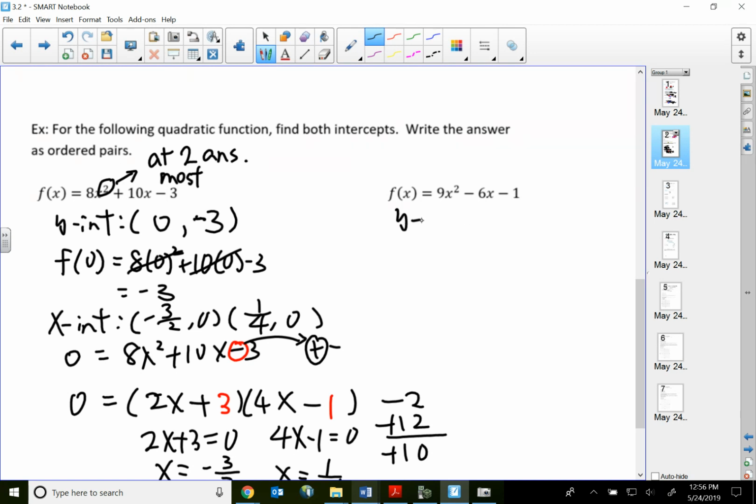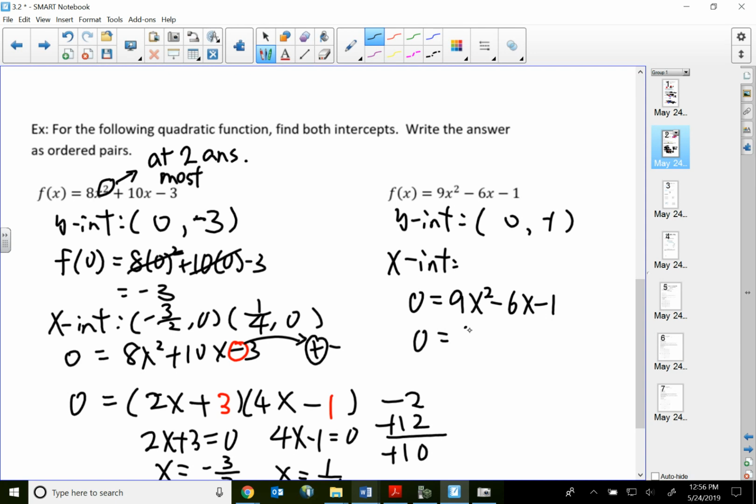By looking at it, I believe we can see the y-intercept is going to be 0, negative 1, just by plugging 0 for the x. So for the x-intercept, I set the quadratic equation equal to 0. I believe this problem can be factored again, so that will be 3x and 3x, 1 and 1, and let's put a plus right here. Sorry about that.